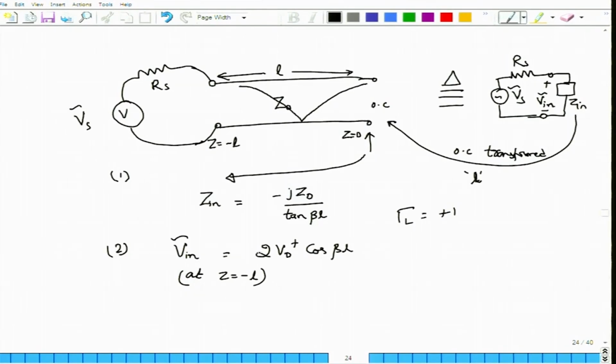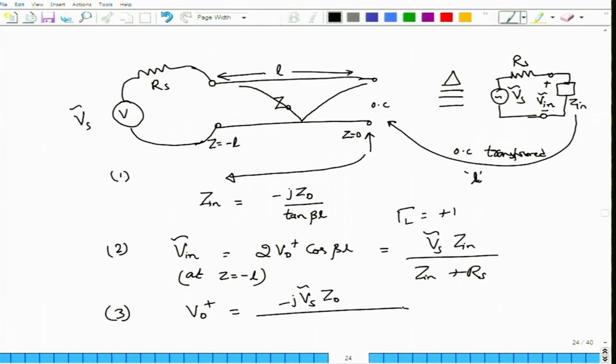Now, equating the voltage, this is the voltage Vin, but from the equivalent circuit what I get is Vs bar Zin divided by Zin plus Rs, correct. You can solve this. I will leave this solution as an exercise for you to verify and get V0 plus as minus j Vs bar Z0 divided by 2 sin beta L times Rs minus j Z0 cot beta L. Cot is nothing but 1 by tan. Now, this is an expression for V0 plus.